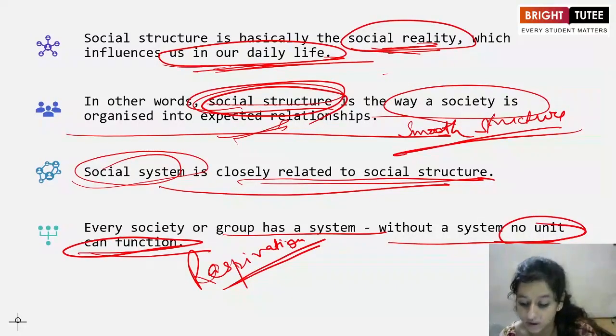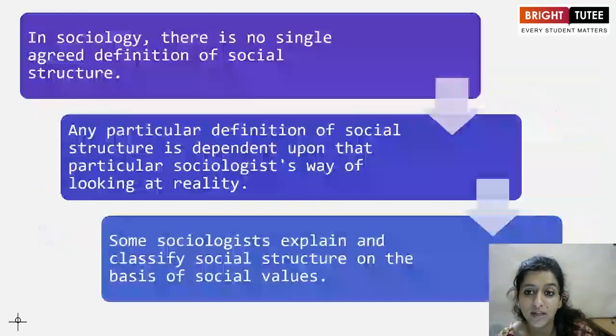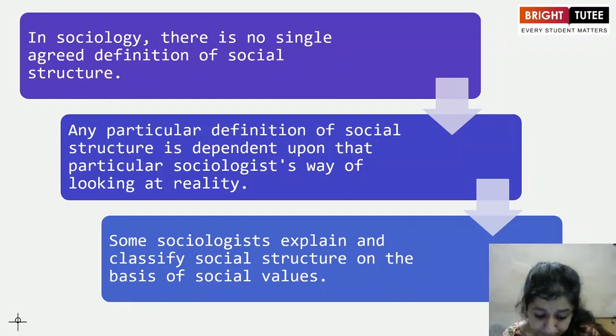Without your system being properly organized as well, no unit can function in the situation, or no unit can function in the best way possible. However, in sociology, there is no single agreed definition of social structure.